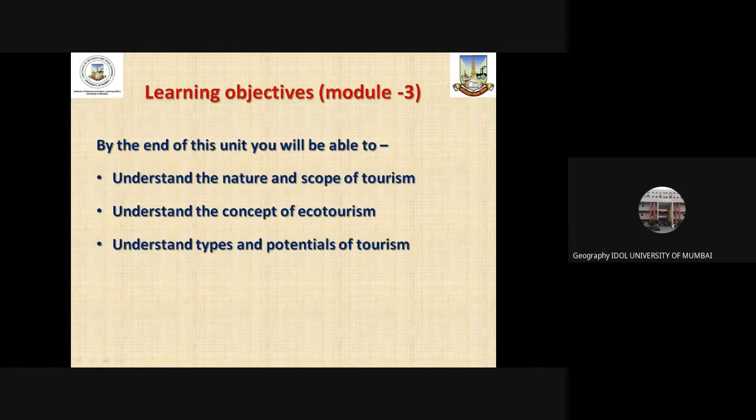Before we begin with the core part of the lecture, we need to have a brief look at the learning objectives for module number 3. By the end of this unit, we will be able to understand the nature and scope of tourism. We will be able to understand the concept of ecotourism, and we will also be able to understand types and potentials for tourism development in the Indian context.